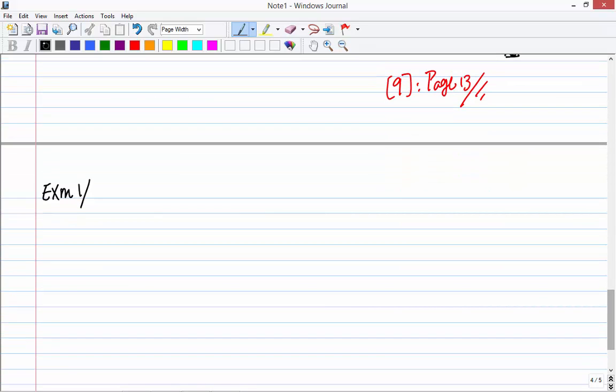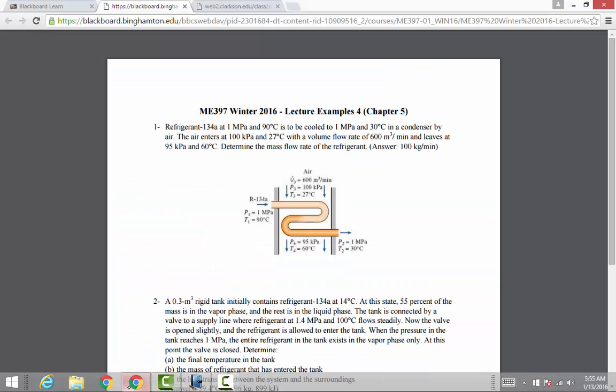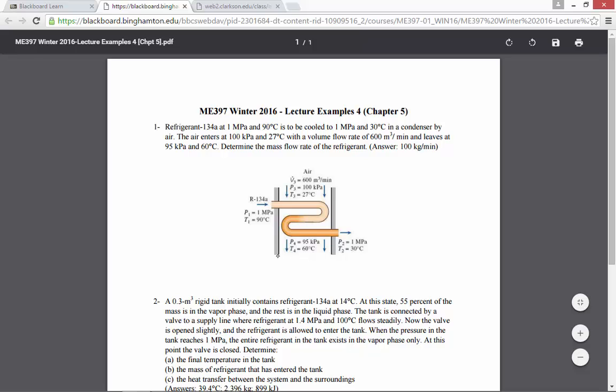Thanks. So an example, as always, we need to define our system. This is the first step that we need to take at the very beginning, and I'm going to take the entire block here as my system. And here on top I have an imaginary boundary, air coming in.